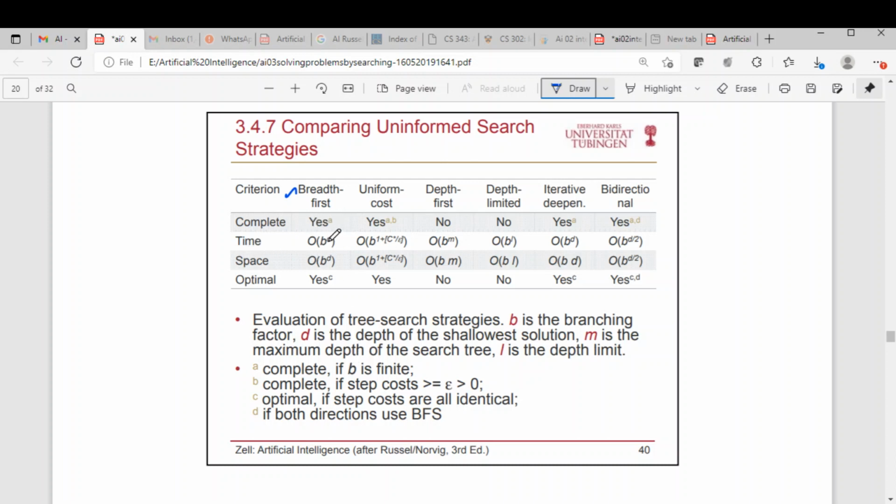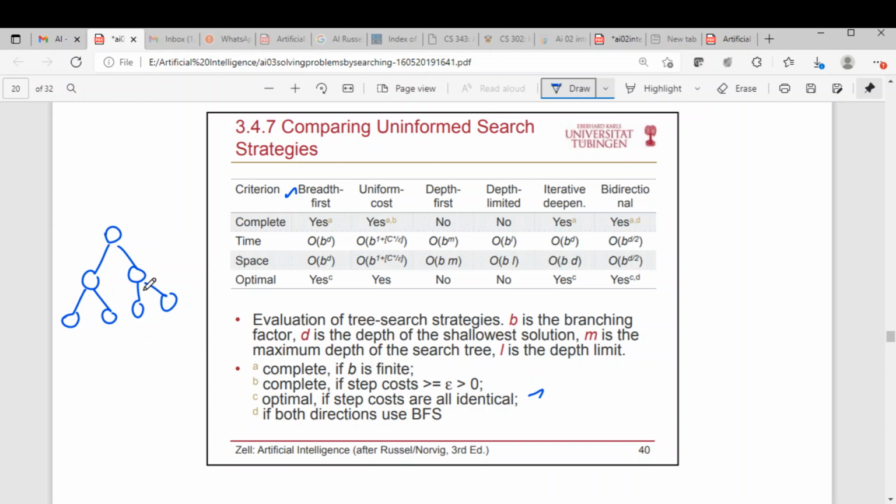And what is its time complexity? Order of b to the power d. Space complexity, it's order of b to the power d. Is it optimal? Yes, it is optimal with a condition. What condition? The condition C: if step costs are identical. So if all step costs are the same, then BFS is optimal. If step costs are not the same, then we cannot call it optimal.